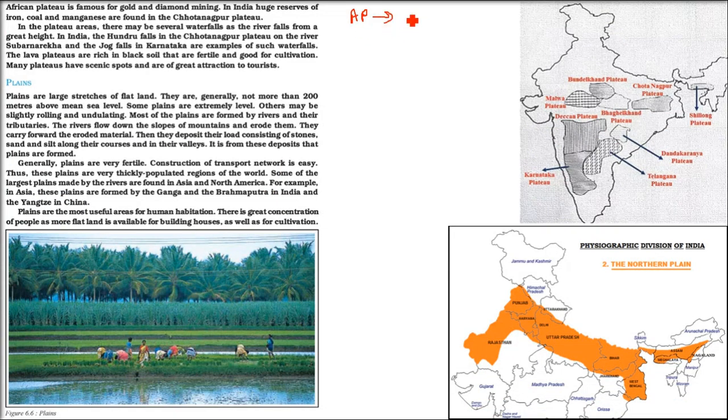The African plateau is famous for gold and diamond. Congo, South Africa, all these have gold and diamond mines. And if you talk about India, iron, coal, manganese are found in the Chota Nagpur plateau. You have Odisha here, Bihar side and this Chhattisgarh side. All this is the basic area where we get most of the minerals.